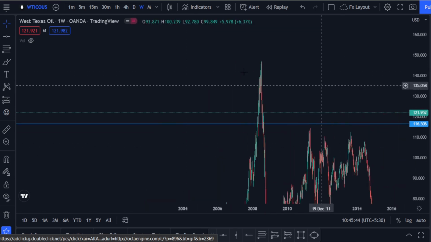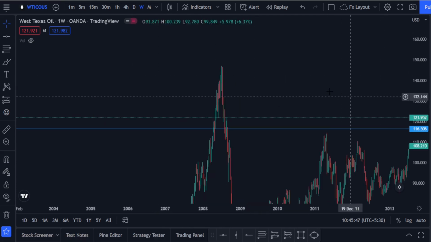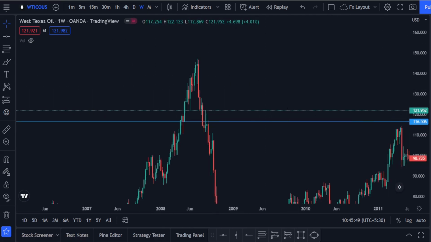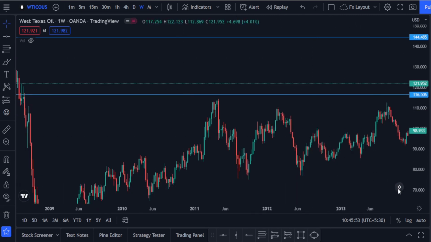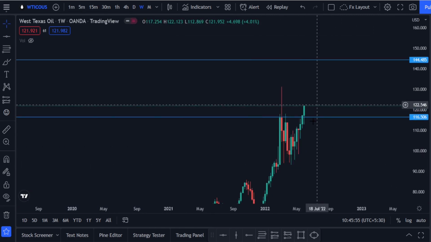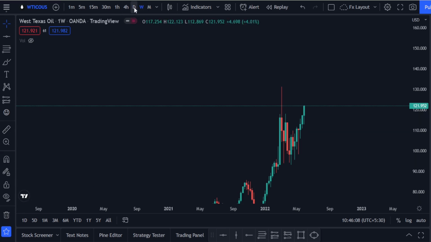Now look left, and we will find where the next resistance is going to be. Now the next resistance is going to be right here. So as we know that the weekly candle has already flipped, we are expecting the price to move to the next resistance like this, right? This is something we are expecting to happen on the weekly time frame.